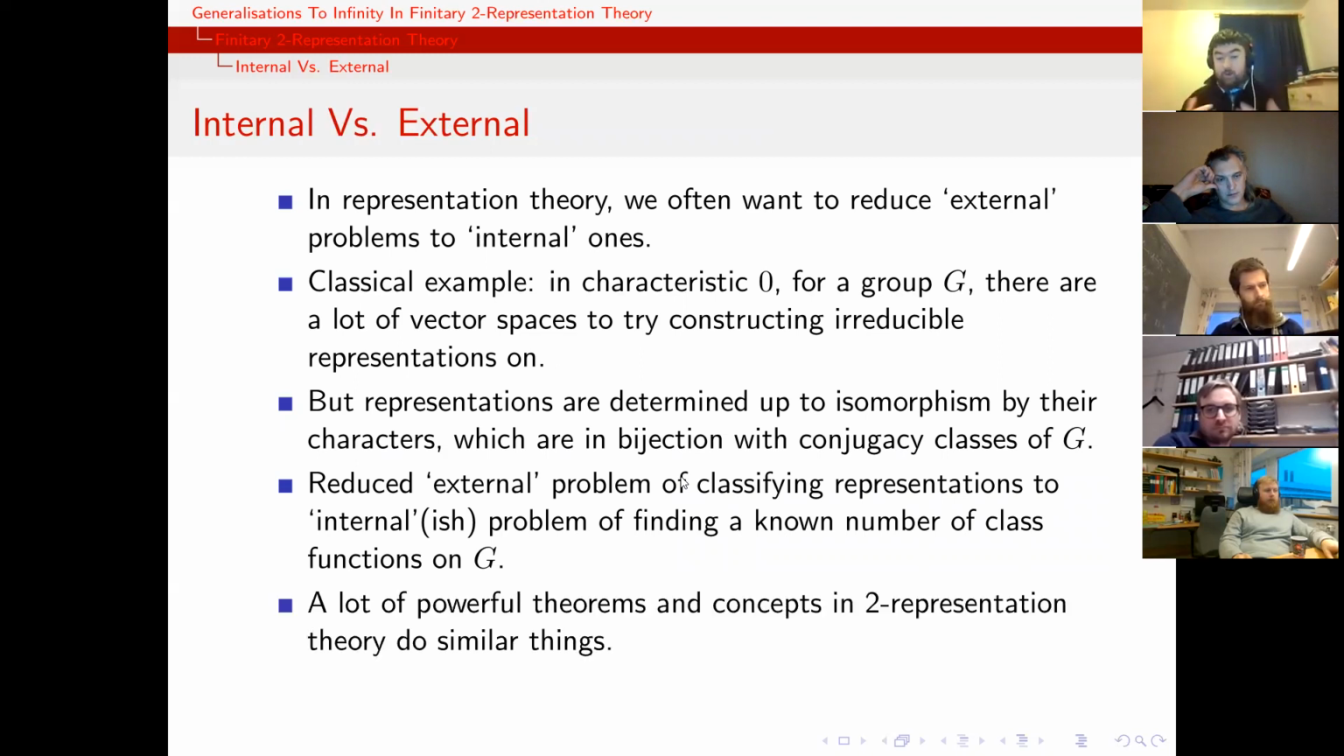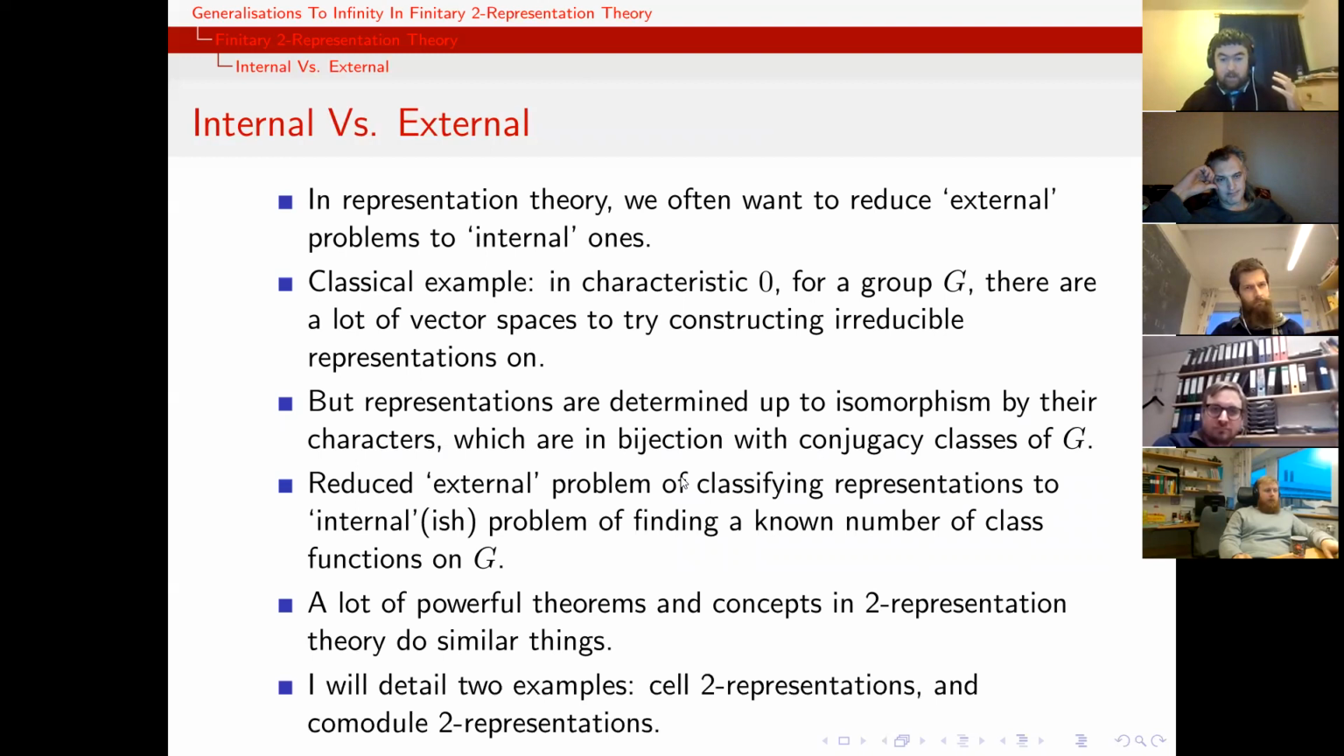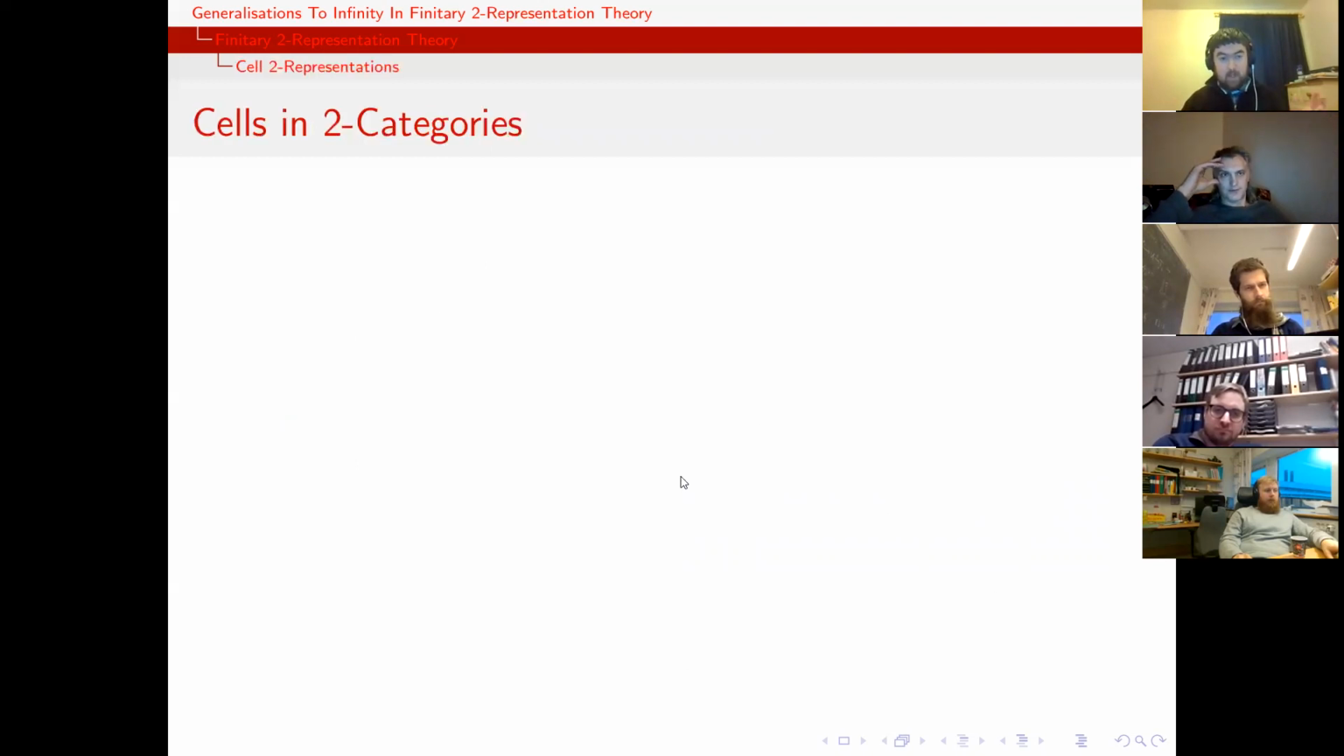And a lot of powerful theorems and concepts in two-representation theory follow this same pattern. And the remainder of this first half will be me detailing two examples of this, which are cell two-representations and co-module two-representations. So let's start with the cell one.